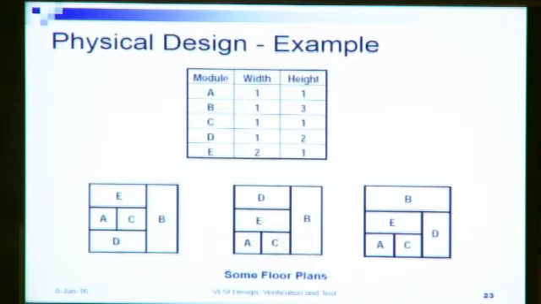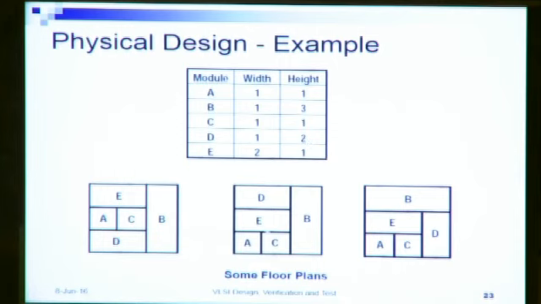As an example of the physical design step, let us assume that we have five modules. We have not specified the interconnections in this very simple example, but we assume that any real example will have interconnection requirements between them. Module A has a width of 1 and a height of 1. Module B has a width of 1 and a height of 3. Module C has a width of 1 and a height of 1. Module D has a width of 1, height of 2. Module E has a width of 2 and height of 1.